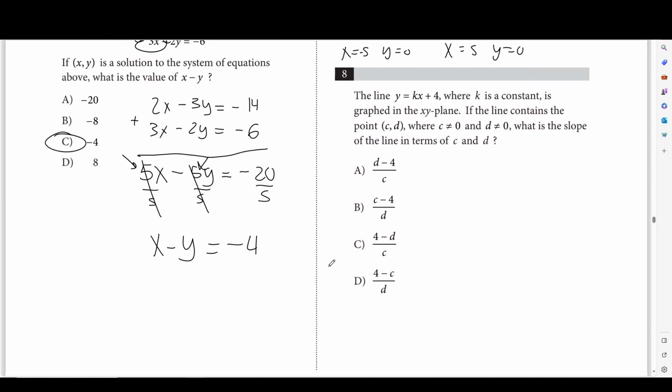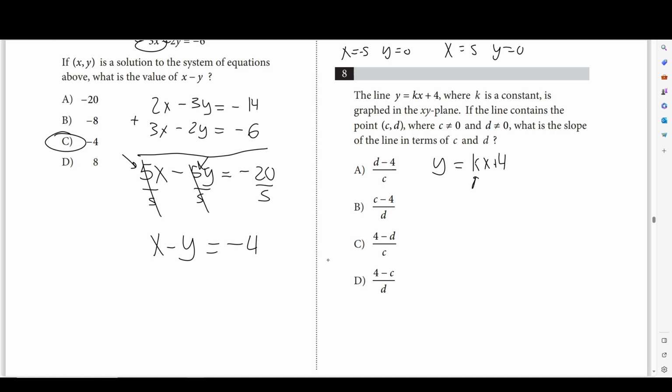So moving on to number 8, it says the line y is equal to kx plus 4, where k is a constant, is graphed in the xy plane. If the line contains the point c comma d, where c is not equal to 0 and d is not equal to 0, what is the slope of that line in terms of c and d? So what this is telling us is it's giving us the equation of the line.